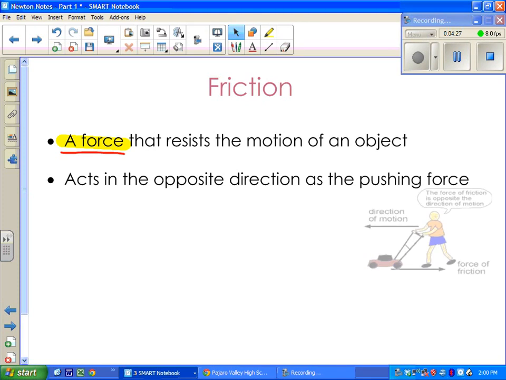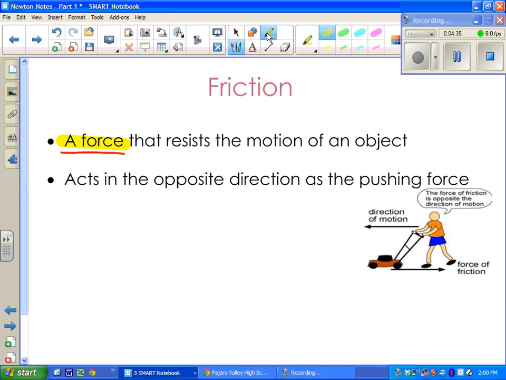And so I have a lovely picture here of a man pushing a lawnmower. And if he's pushing the lawnmower in one direction, the friction force is going to be pushing in the opposite direction.